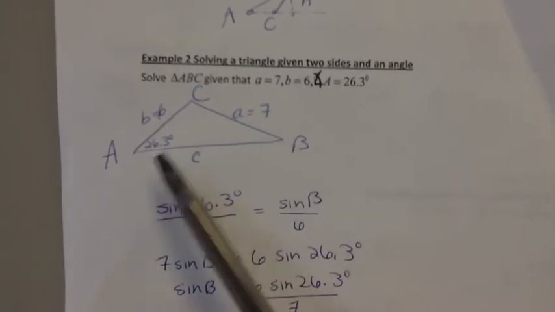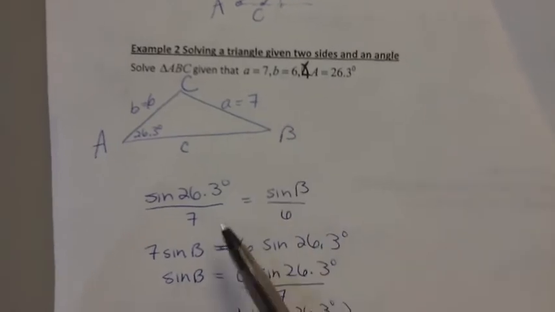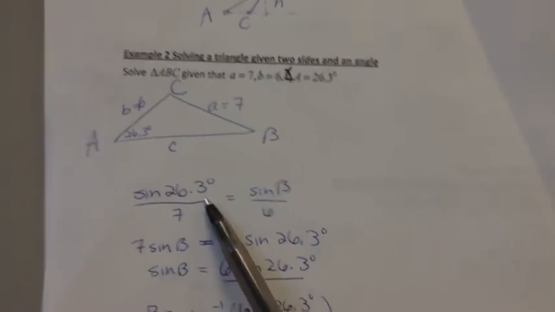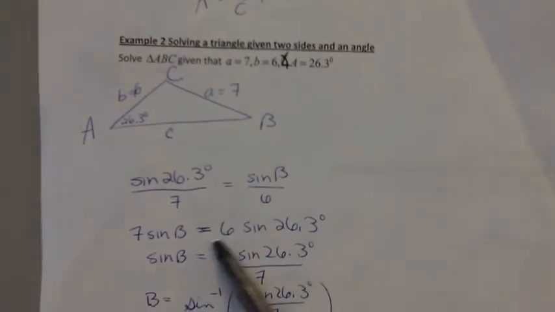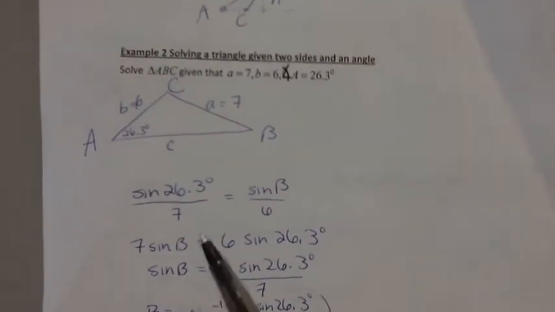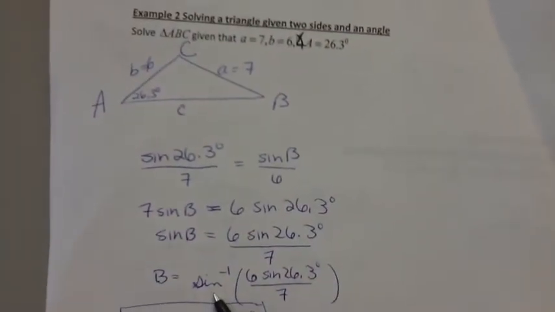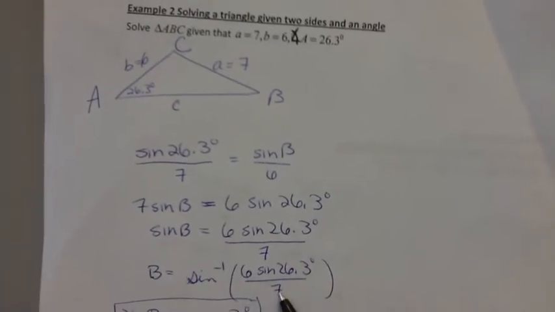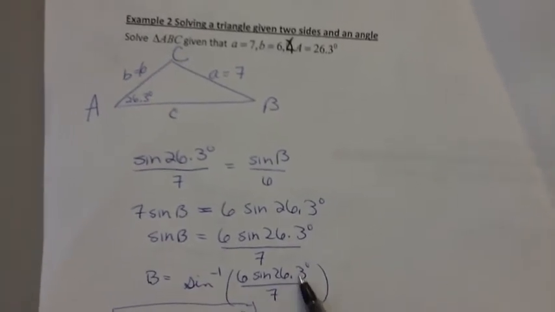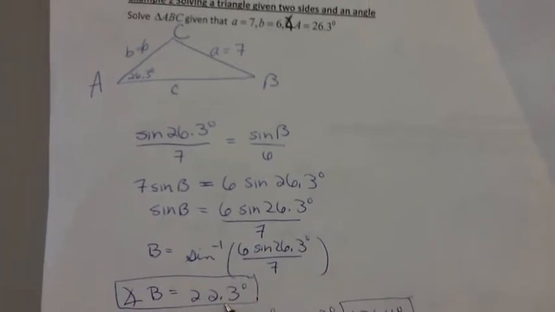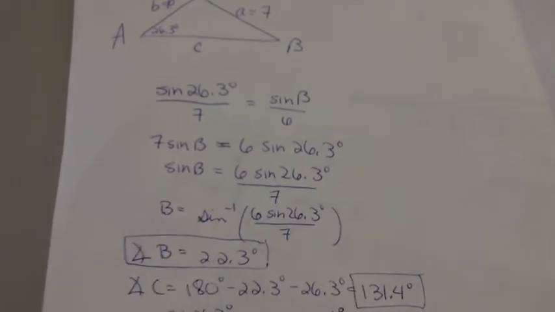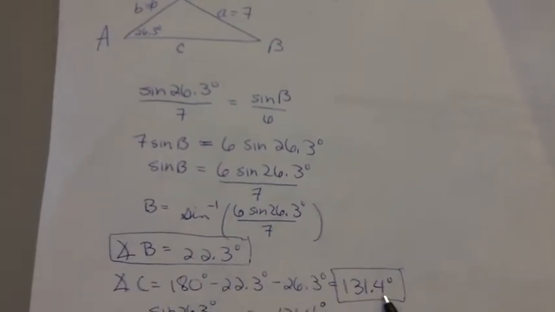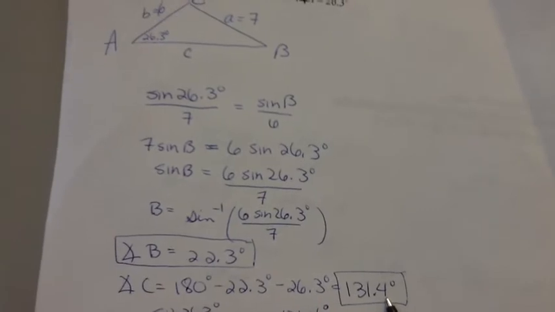But I can find the angle because I have an angle and a side opposite, so I use the law of sines. The sine of 26.3 over 7 equals the sine of B over 6. Cross multiply. Get sine B by itself. Now it is an angle. To find an angle, I always do an inverse sine of whatever this is. When I punch this into the calculator in degree mode, I get this for my angle. So now I have angle B. To find angle C, it's 180 minus A and B, so I get C to be 131.4.